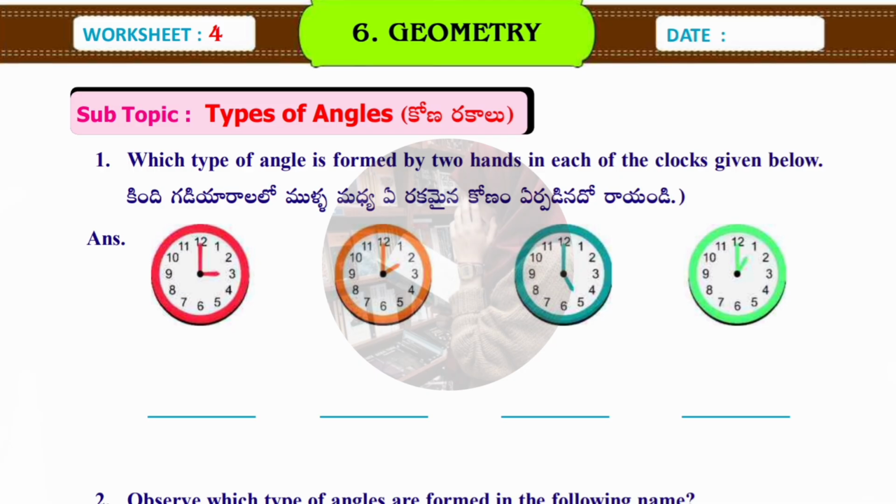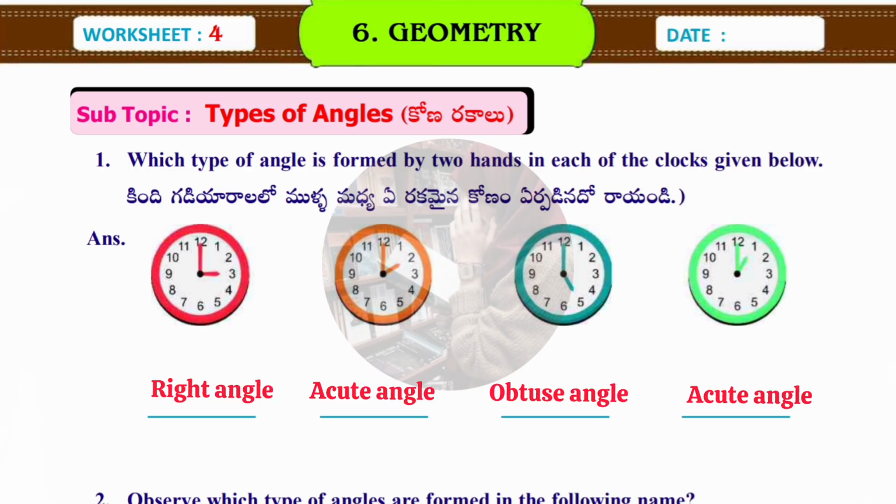Okay, showing different angles. By observing the two hands in the clock, we need to observe which angle it's referred to, and then we have to write down the name of that particular angle. Okay, let's see. So the first picture shows 3 o'clock, which is a right angle. So write it down, right angle. Second picture shows 2 o'clock, which is an acute angle.